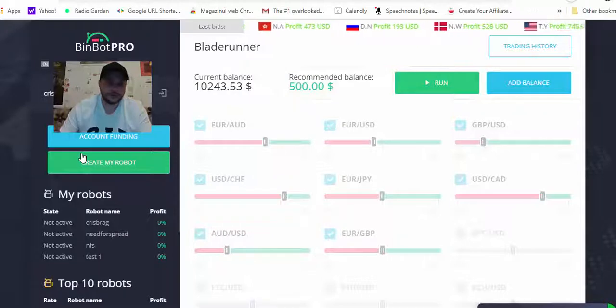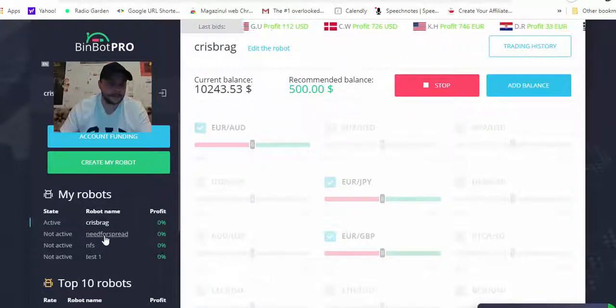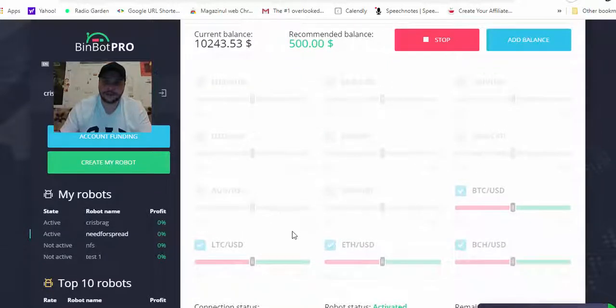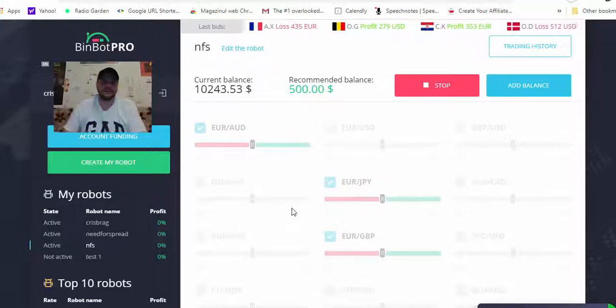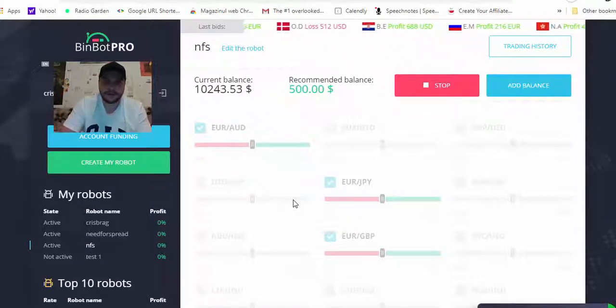I will use my trading robots and I'll show you how to do it. The only thing you have to do is click on the robot and click on run. This one is trading crypto, Chris Bragg, Need for Spread, NFS. Click on run, and I will use these three robots and you will see all the trades placed into my Binary Cent broker.